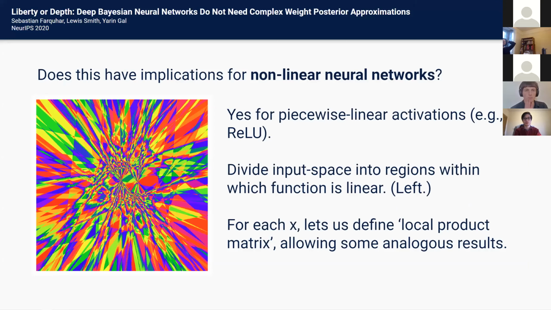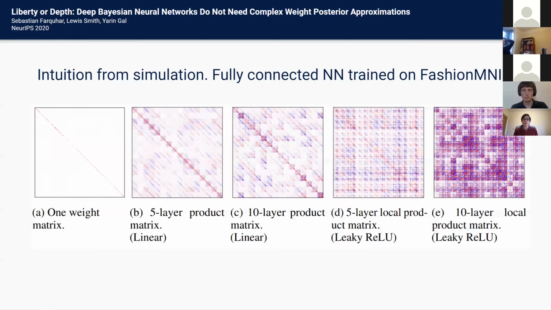And one can maybe extend this to other activations, because what you can do is divide the input space into regions within which each of the functions is linear. For each of those regions, we can define a local product matrix, which gives us some analogous results. I'll be the first to say that these results are only kind of suggestive at that point. But we examine some empirical reasons later to think that they might actually be informative.